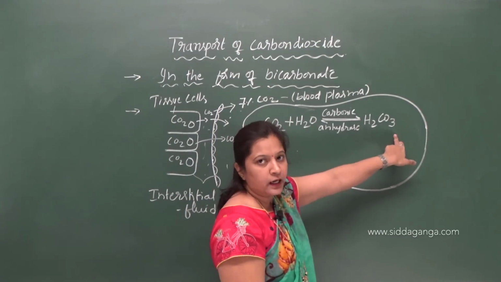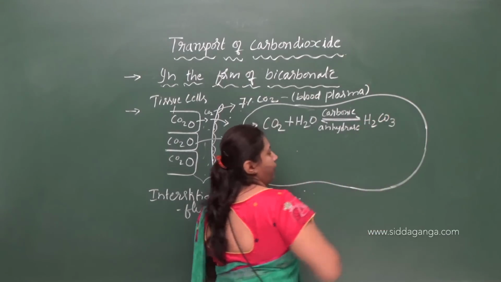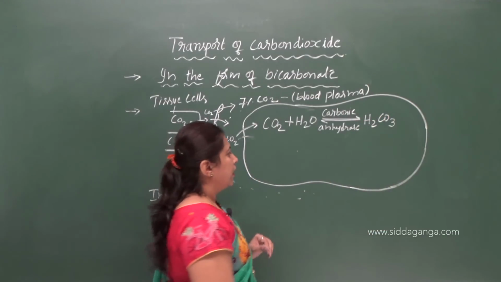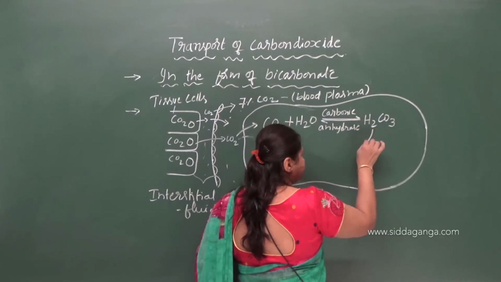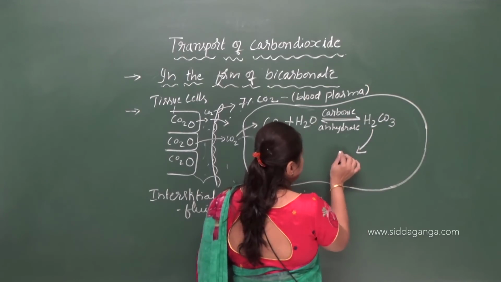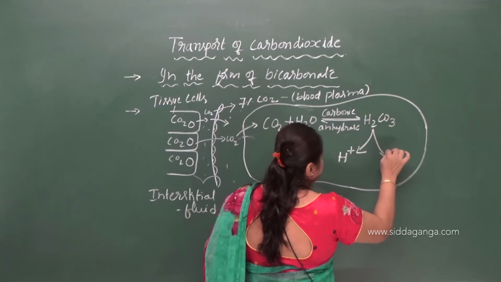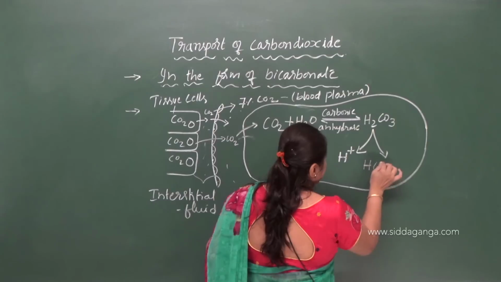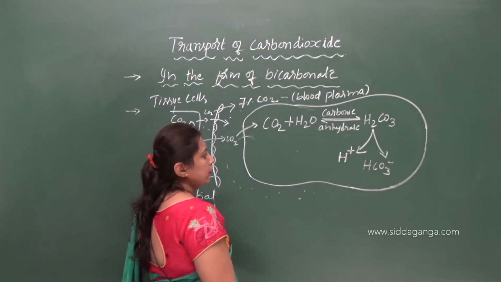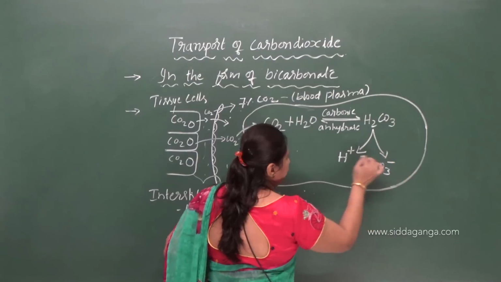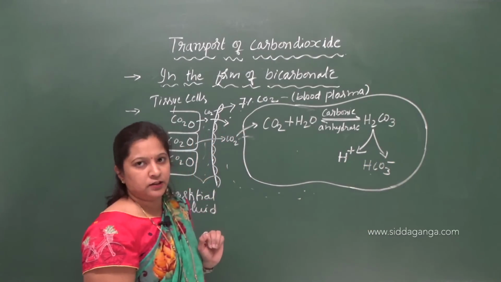It will form what? H2CO3, carbonic acid. This carbonic acid formed is unstable, it is highly unstable. So it quickly dissociates to form H+ and HCO3- ions. The carbonic acid quickly dissociates to form hydrogen ions and bicarbonate ions.